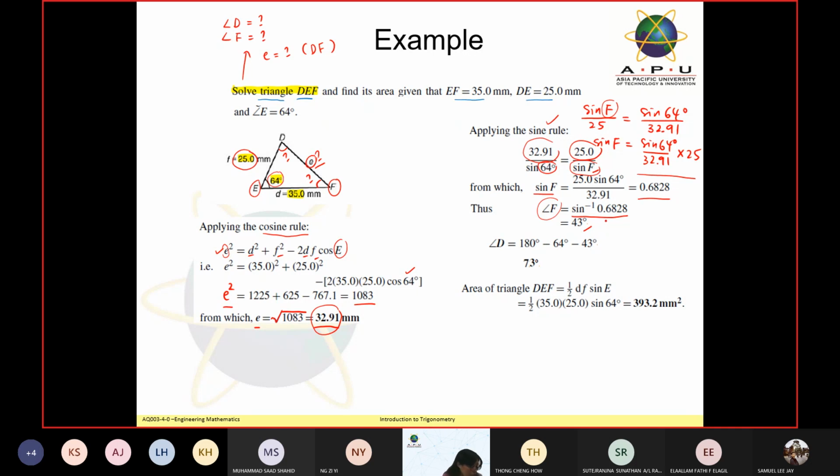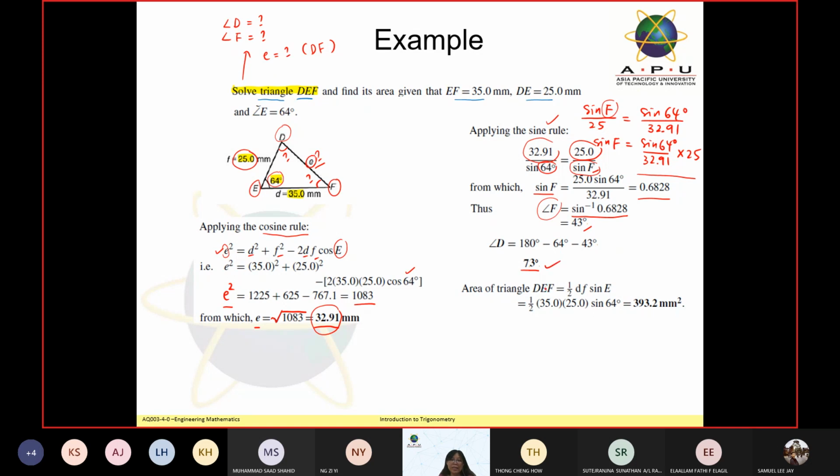For arc sine, normally you need to press the shift for the sine. Now you already found the angle of F. Then for the last angle, D, you don't need to use the sine rule anymore. We just use 180 degrees minus 64 minus 43, then we get the angle of D. So it's easier to solve.